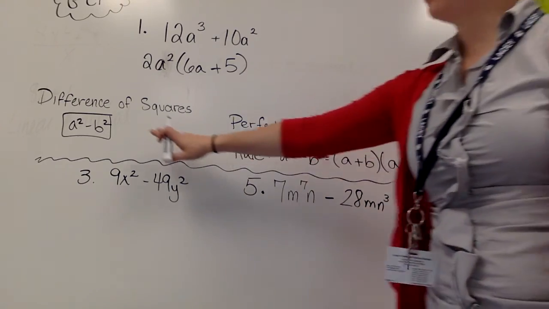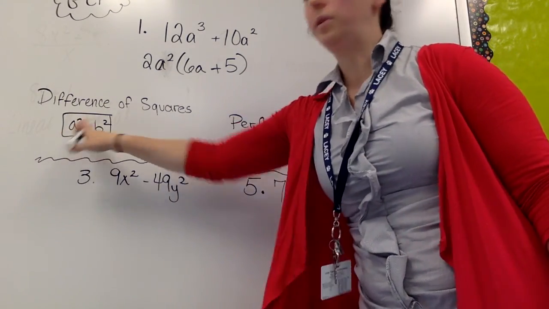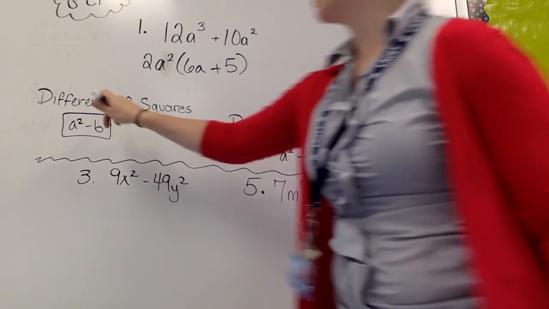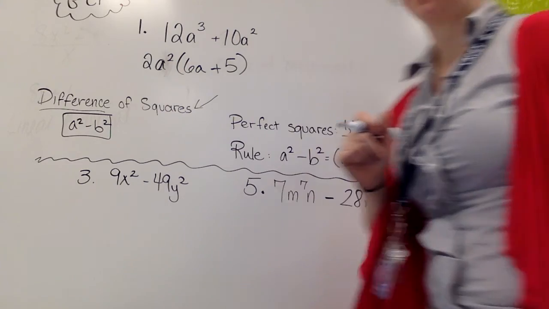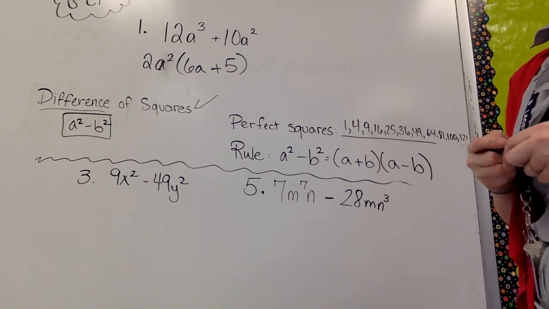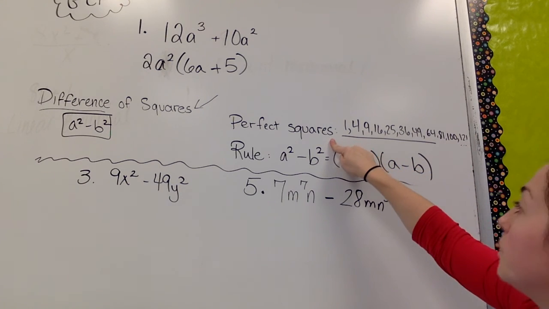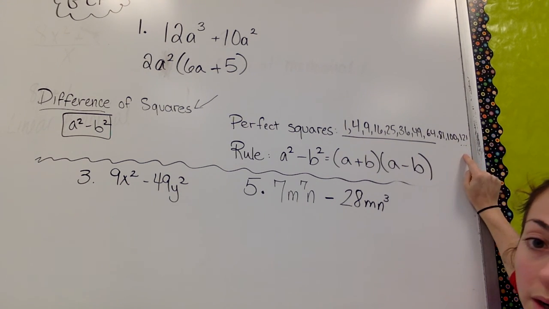All right, so now something super important we've got to work with is the difference of squares. So if you notice a squared minus b squared, difference, subtraction, squares, that's that square you see, difference of squares. So the first thing we've got to pay attention to is that you need to know your perfect squares. So if you look here, I made a list of your perfect squares going 1 all the way to 121. Make sure you pause the video and write those down.